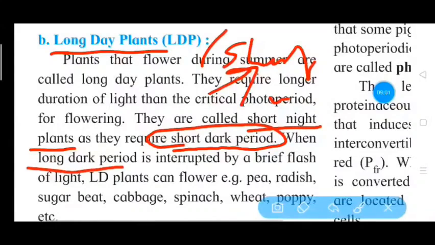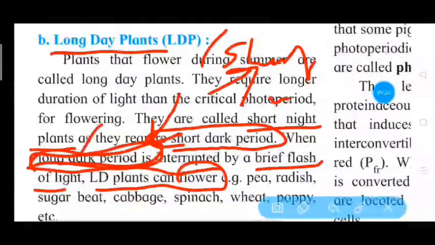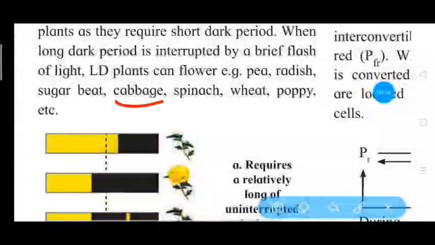When a long dark period is interrupted by a brief flash of light, a long day plant can flower. When the nights are very long and we expose these plants to a flash of light, the night gets shorter, and at that time these plants can flower. Examples are pea, radish, cabbage, spinach, wheat, poppy.